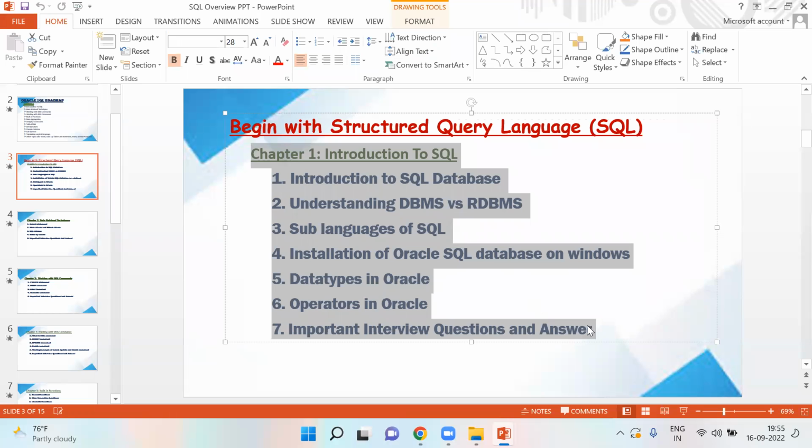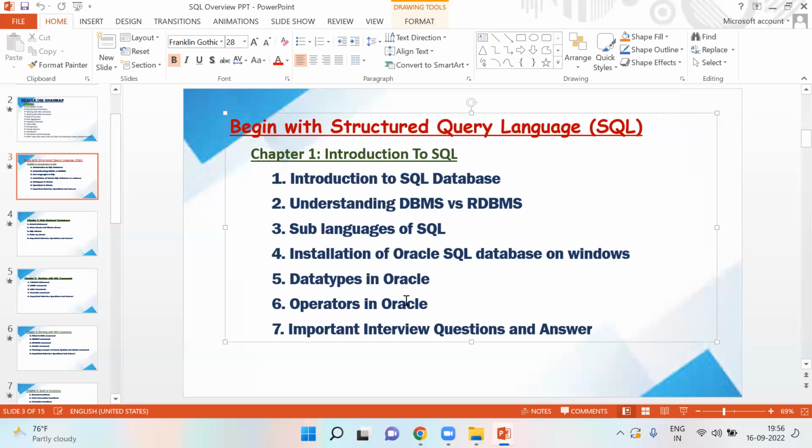For freshers, it will be important. Some of the questions they may ask you, like DBMS versus RDBMS. For freshers, I'm saying, the difference between DBMS and RDBMS. Sub-languages of SQL they may ask you. Data types and operators they may ask you in the interview for freshers. So this is how we have the things.